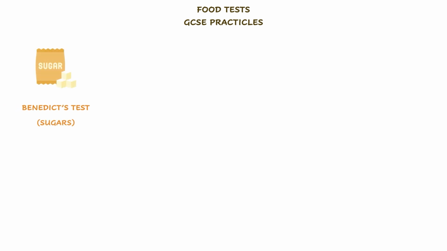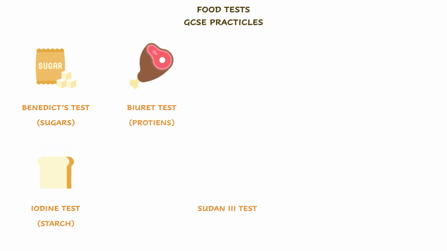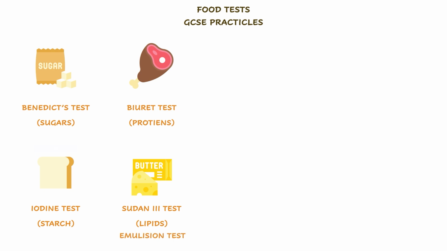In this video, we're going to go through the various food tests you'll need to know for your GCSE biology practicals. We'll be covering all the essential ones, including the Benedict's test, which is used to detect sugars, the Iodine test for identifying starch, the Biuret test, which checks for proteins, and the Sudan 3 test, which tests for lipids. If you're studying the Edexcel course, we'll also look at the Emulsion test for lipids.